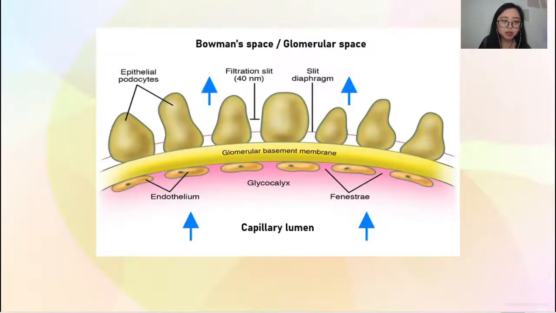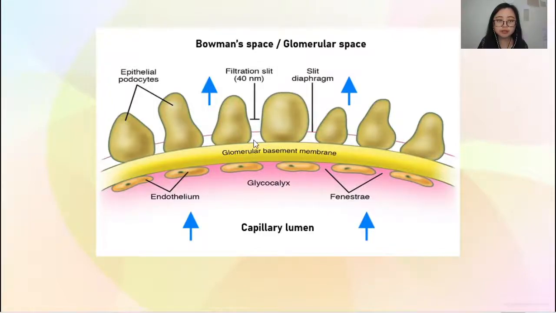The epithelial podocytes, yang sel berjari-jari jemari tadi tu, dia akan nampak macam ni. Jadi di antara jari jemari dia akan nampak begini. Akan ada satu basement membrane. Lepas tu ada endothelium. Di bawah dia adalah capillary. Okay, so this is your epithelial podocytes, basement membrane, endothelium, and capillary lumen.